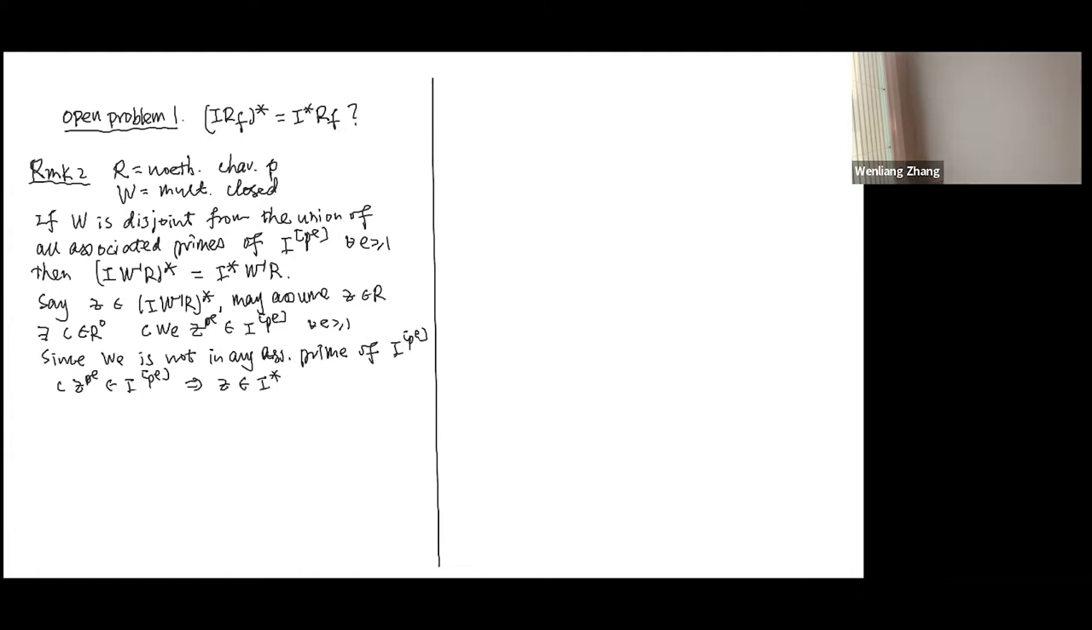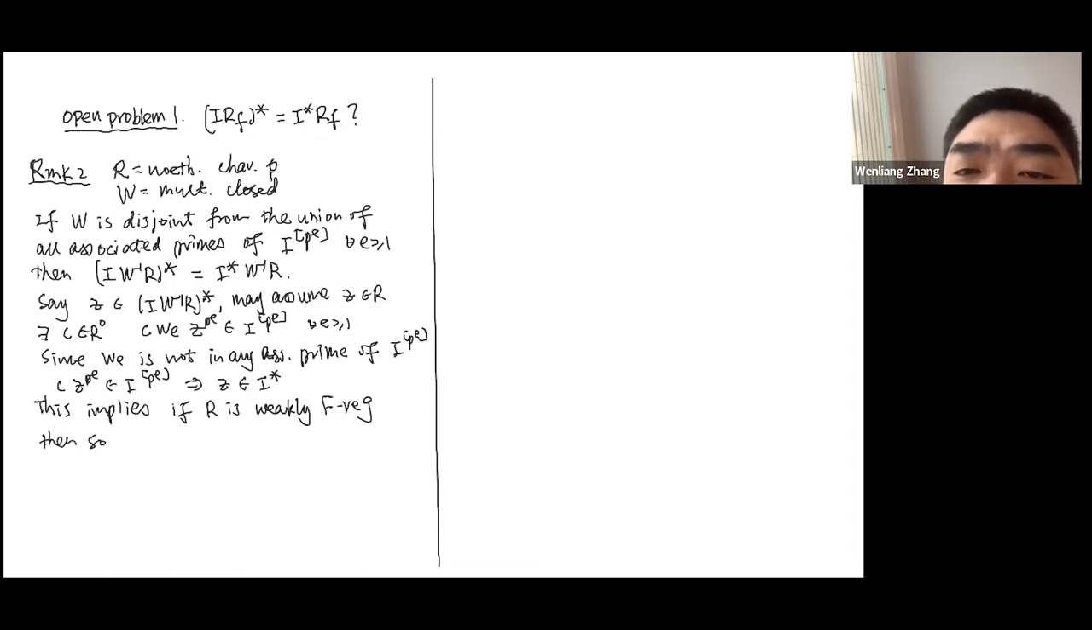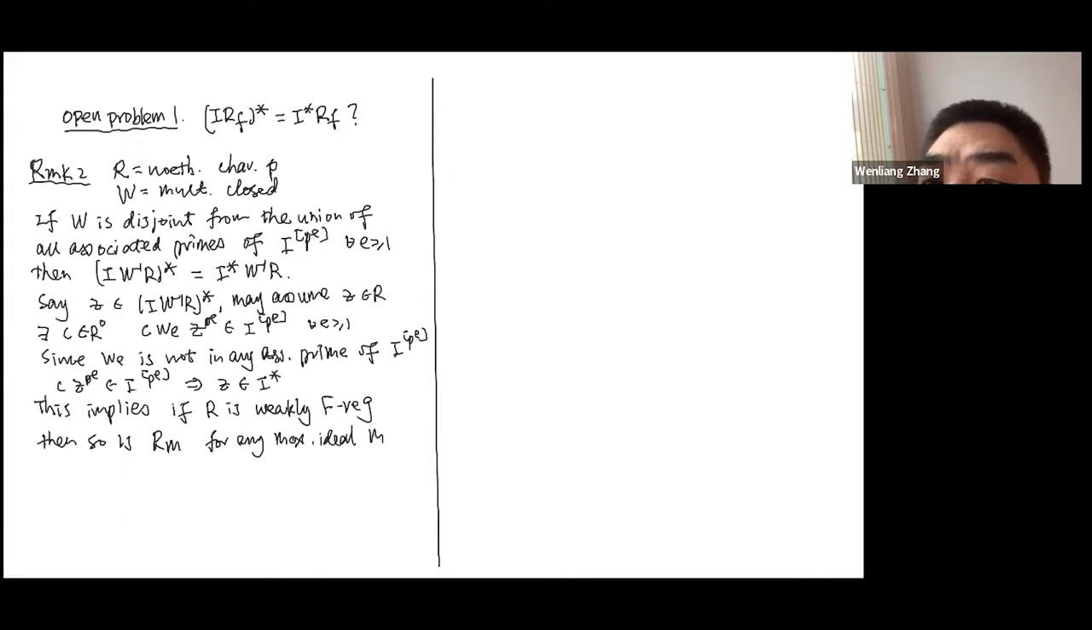So that means as long as the set you are localizing or inverting has nothing to do with associated primes of all the Frobenius powers, then tight closure commutes with localization at this particular set. Now, this actually tells us right away that if R is, say, weakly F-regular, meaning every ideal is tightly closed, then so is R localized at a maximal ideal.